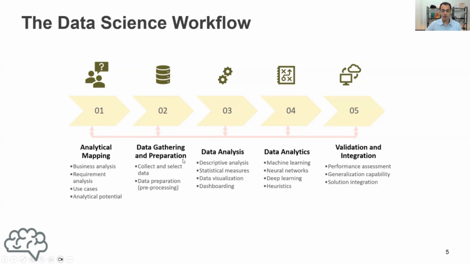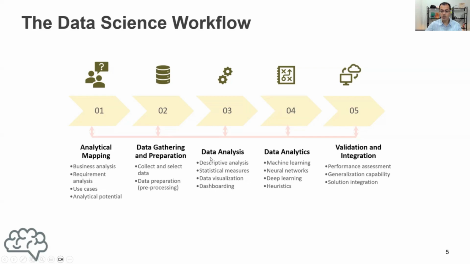The second step involves collecting data or retrieving information, selecting the data that you're going to use in your analysis, and also preparing the data for analysis. The third step is data analysis, and the fourth step is data analytics.